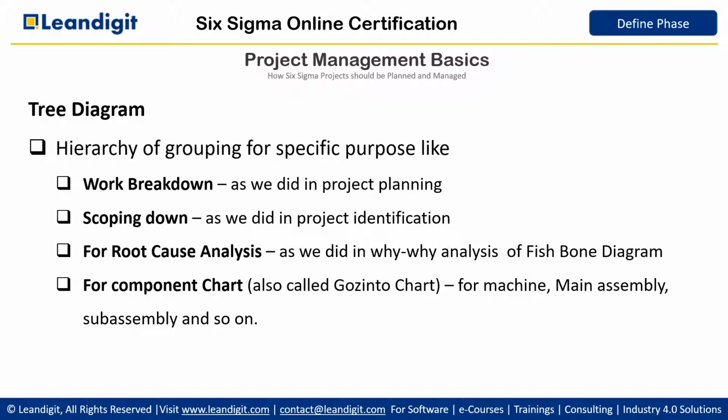A very common component chart, which is also called a Gozinto chart, is used for making machine hierarchy. We write the name of the main machine, then main assemblies, then sub assemblies, then parts. This helps us in keeping overall equipment history and equipment analysis very easy.